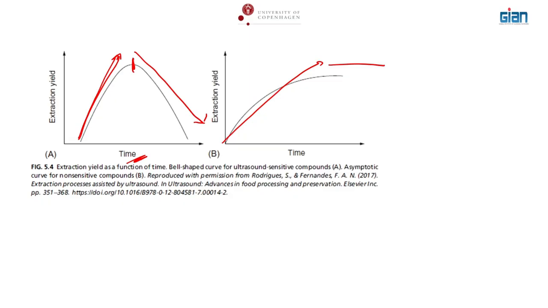More explosion happens, continuous explosion action. Any other components will increase, because you have more and more explosion, more and more cell damage, more and more things are released. And why is there sometimes a decrease in the yield? For example, this is polyphenol, okay? Why is the yield decreasing?